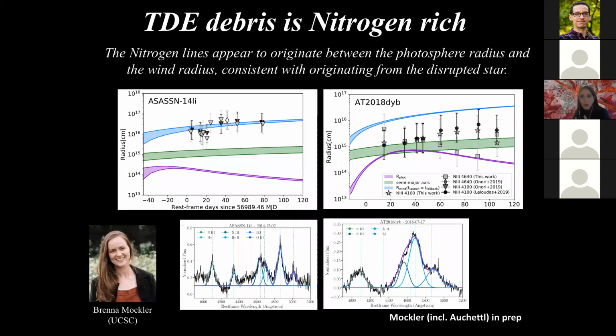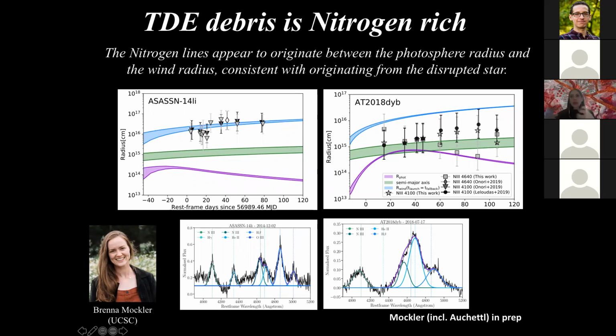And so Brenna Mockler, who is at University of California, Santa Cruz, decided to look at this TDE sample, whose spectra all have relatively high nitrogen to carbon abundance ratios. What she did was estimate the location of the nitrogen-rich stellar debris by deriving the equivalent line widths of the nitrogen lines that we detected in optical emission. This is just an example of these types of lines, and these are the radii that you can get from these spectra.